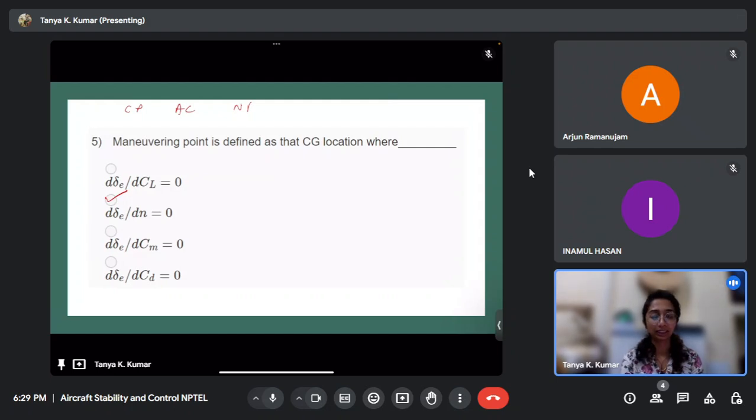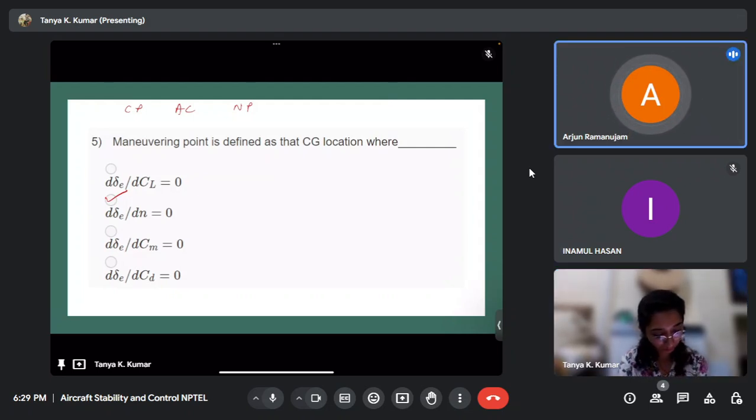Okay, what about AC, aerodynamic center? Correct. So pitching moment is independent of angle of attack. What about neutral point? So AC and neutral point are similar, exact same definitions.